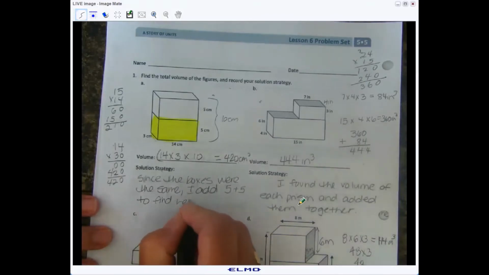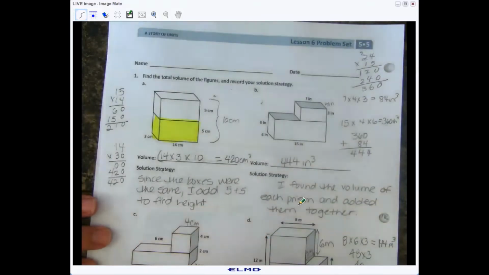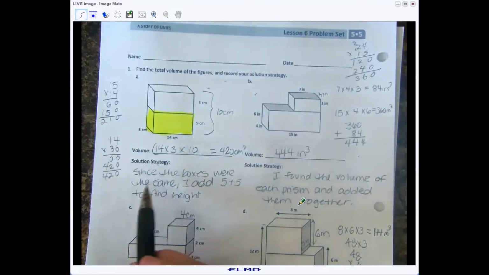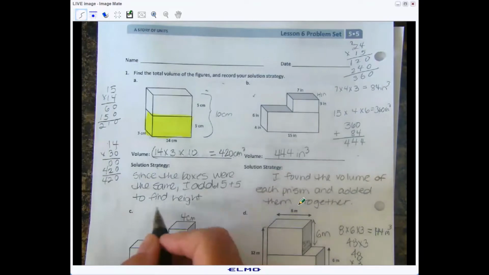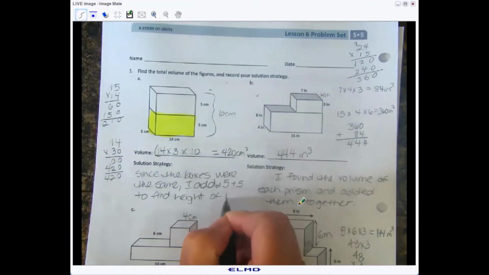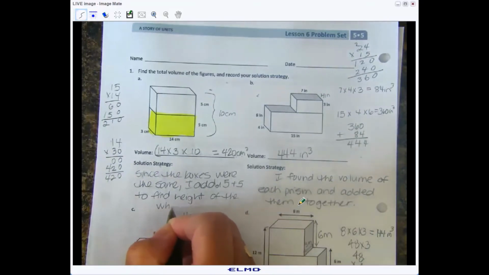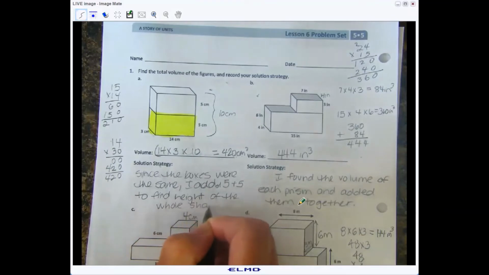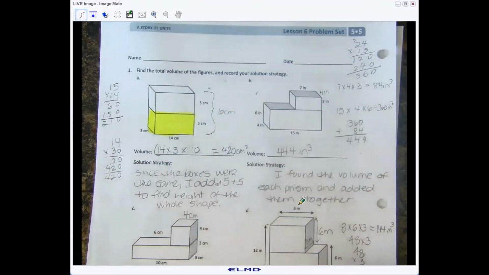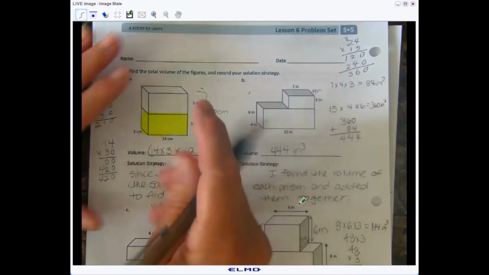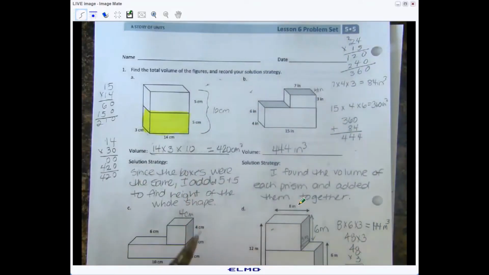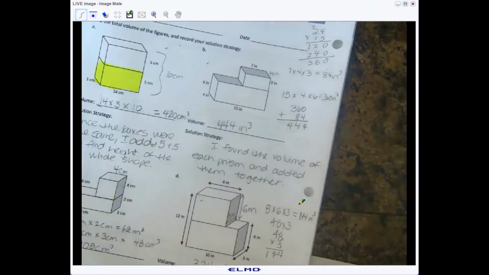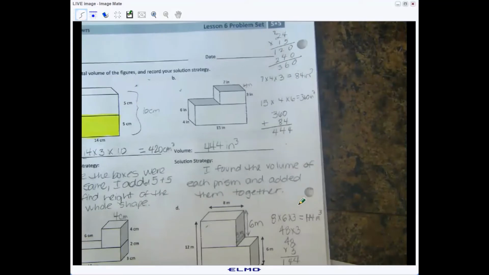So the strategy, however you end up doing it, I said since the boxes were the same, I added 5 and 5 to find the height of the whole box, the whole shape. Okay, so that's the first one. That one's easy enough. You should not have too many questions about that, but you can always pause the video and go back, rewind.